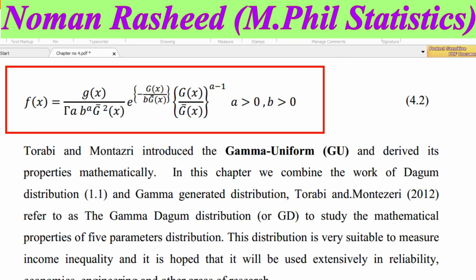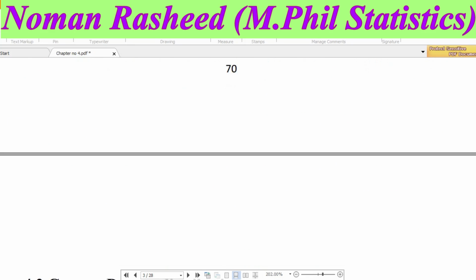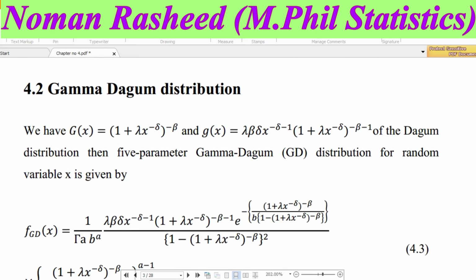On the basis of this distribution, we attach the Dagum distribution instead of the uniform distribution, and the newly created model is called the gamma Dagum distribution, or GD for short. We also study its mathematical properties, estimation method, survival function, reliability properties, and other properties of this model. So we discuss the basic properties of the gamma Dagum distribution.